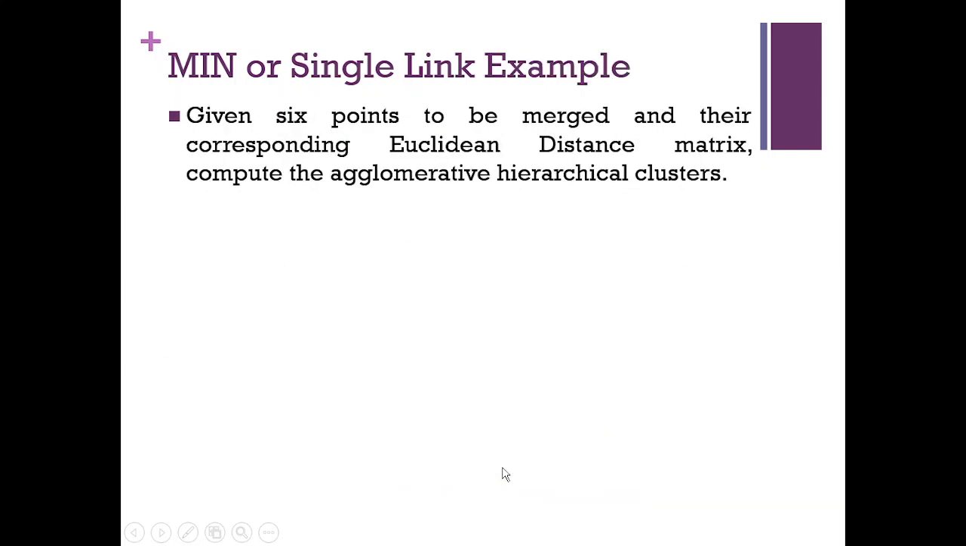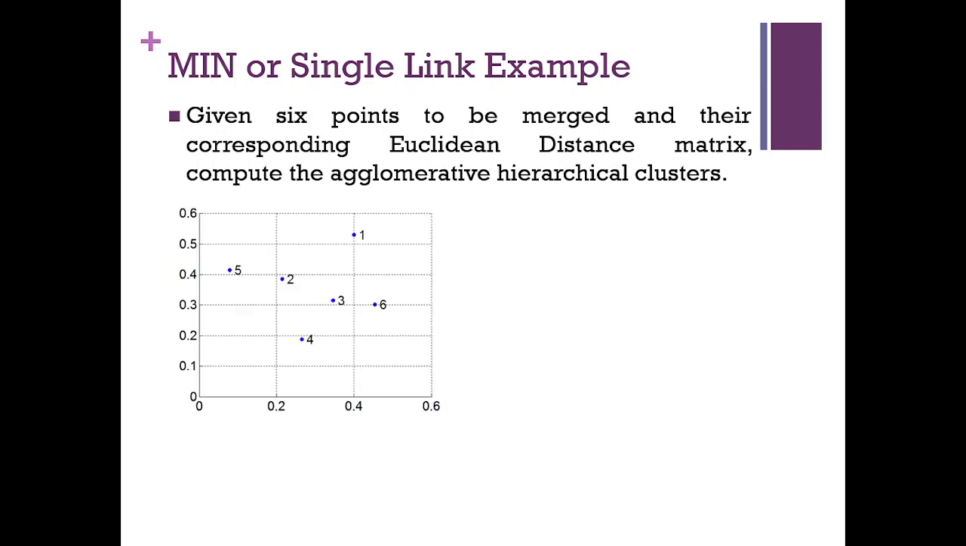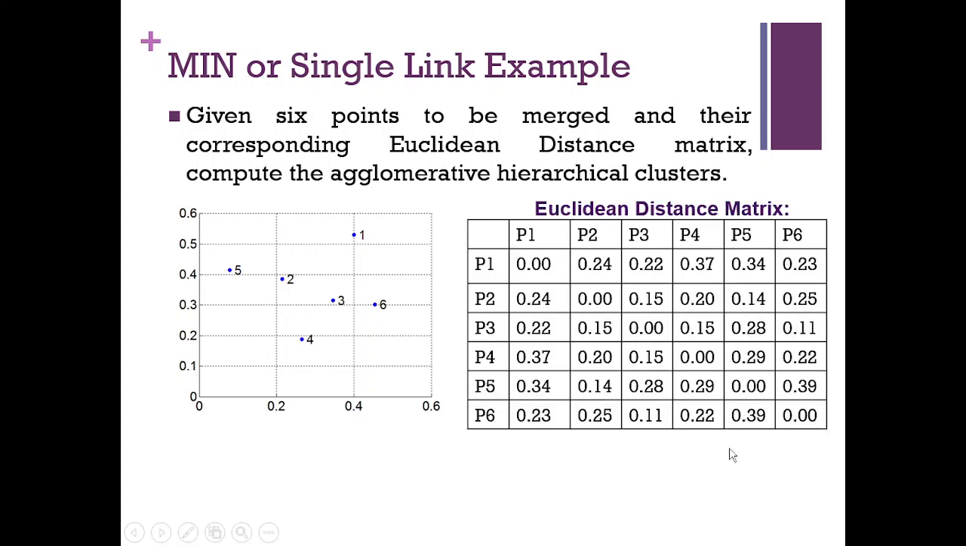We are going to do this with the help of an example. Given 6 points to be merged and their corresponding Euclidean distance matrix, we need to compute the agglomerative hierarchical clusters. So these were the 6 points, and here I have the Euclidean distance matrix. Again I am repeating, this is a distance matrix. And as we already discussed, distance we need to minimize.